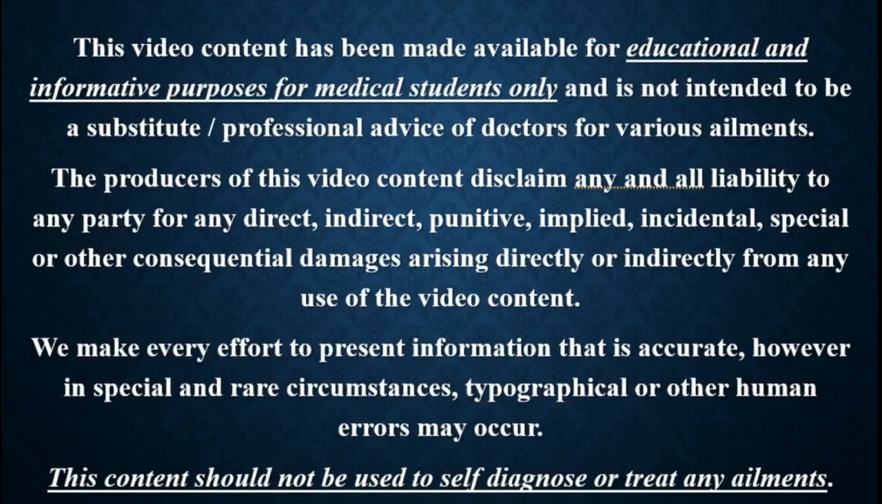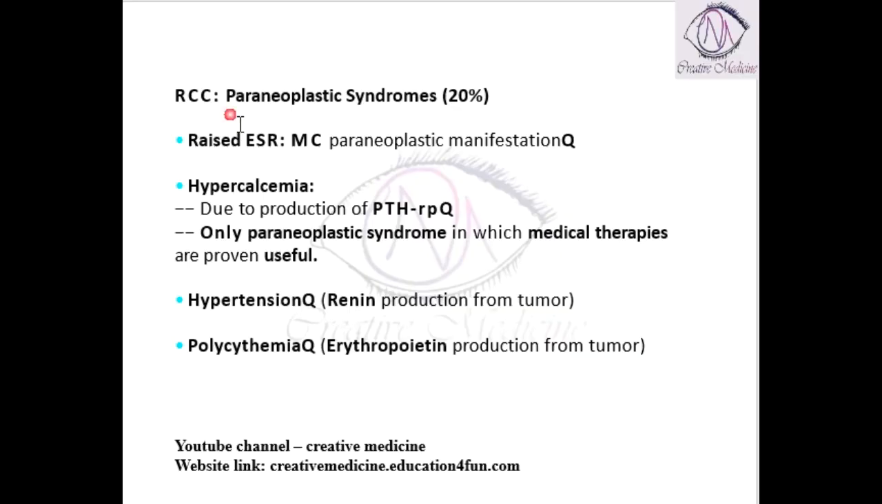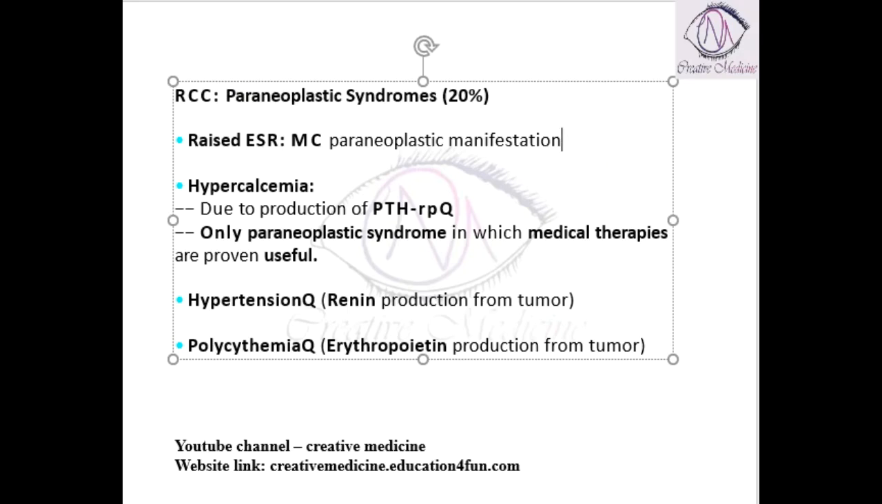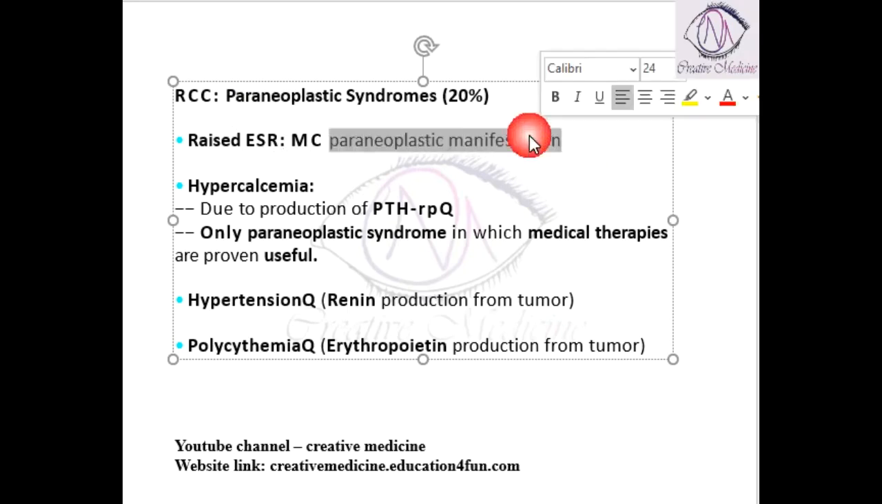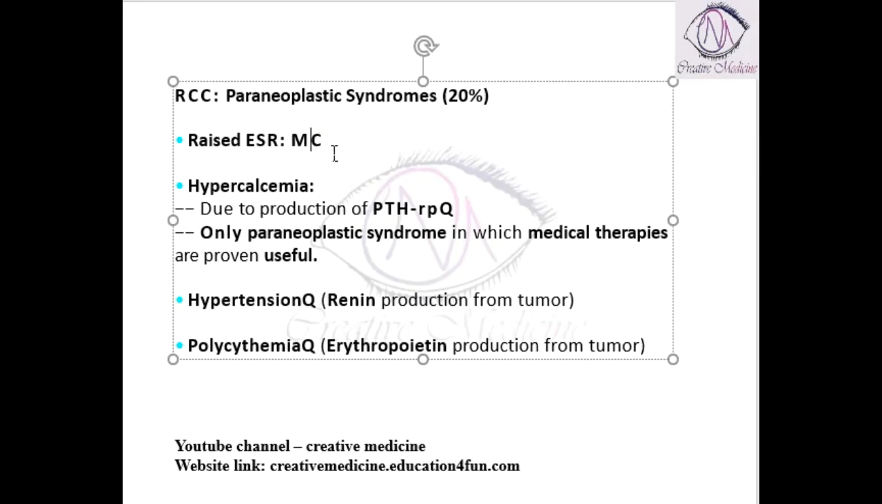In this lecture, we will learn about renal cell carcinoma. Renal cell carcinoma is associated with paraneoplastic syndromes. Paraneoplastic syndromes seen in renal cell carcinoma are seen in 20% of patients. Number 1, raised ESR. Raised ESR is the most common paraneoplastic manifestation.